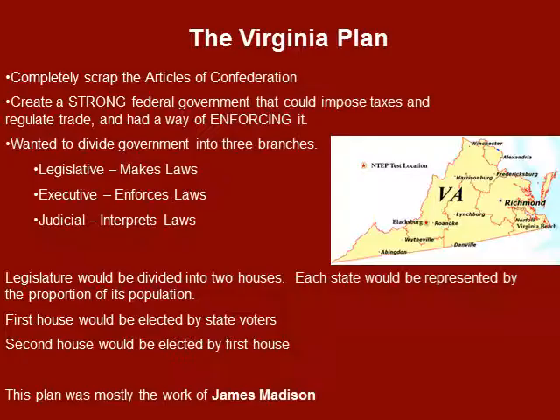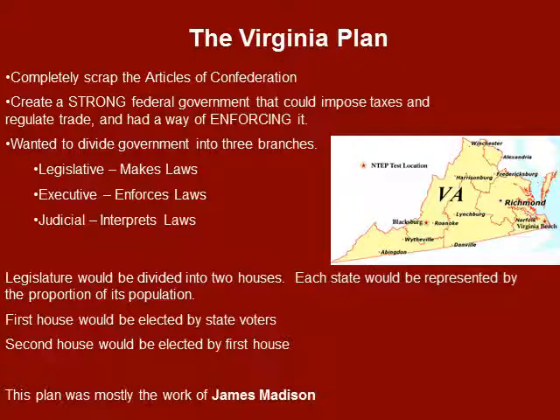So we've gone over some of the background of where it was and why it was called. Perhaps more importantly, we need to talk about the plans that were developed at the Constitutional Convention and the debates that ensued. So the first plan that you need to be familiar with, the Virginia Plan, was supposed to completely scrap the Articles of Confederation and create a strong federal government that could make up for those shortcomings. It could impose taxes, it could regulate trade, and it had an enforcement mechanism.